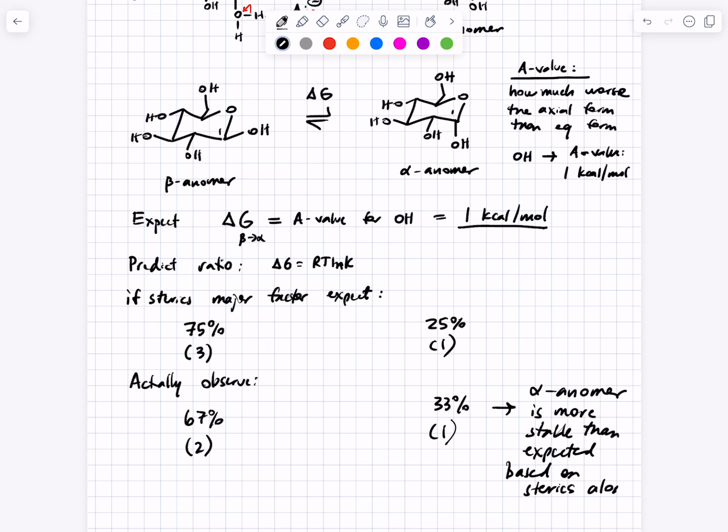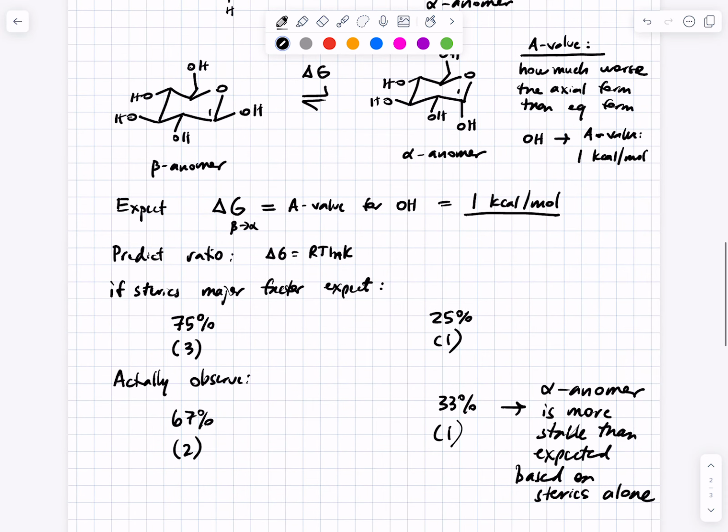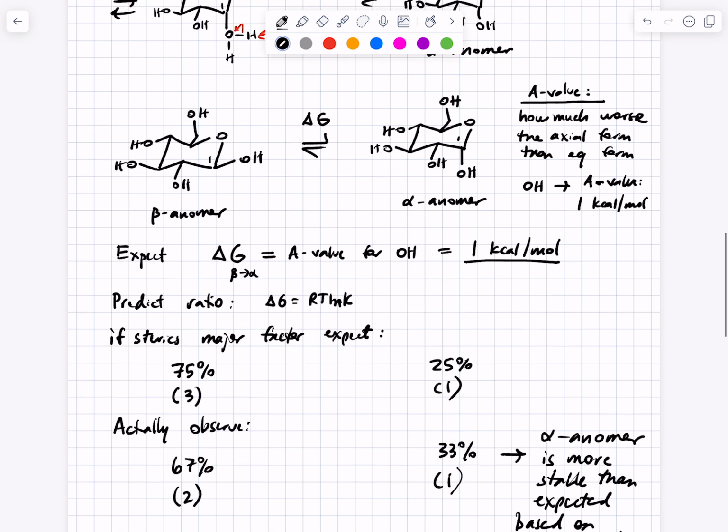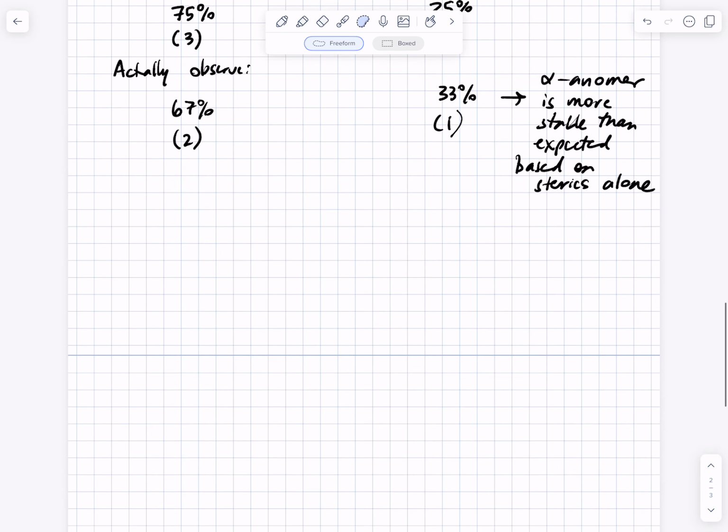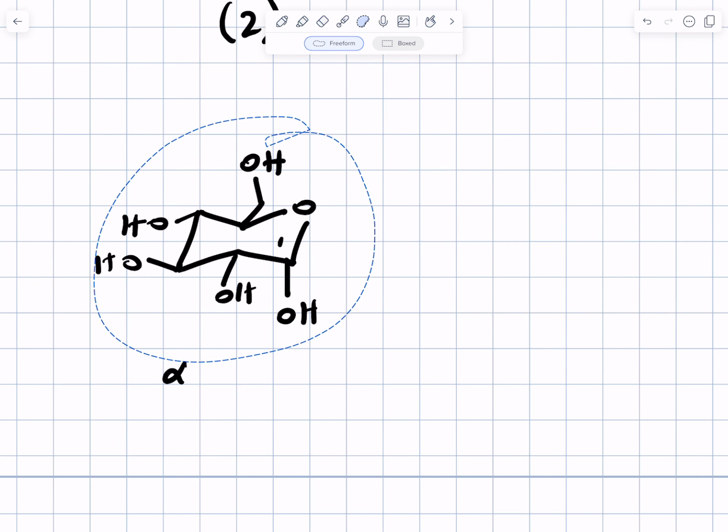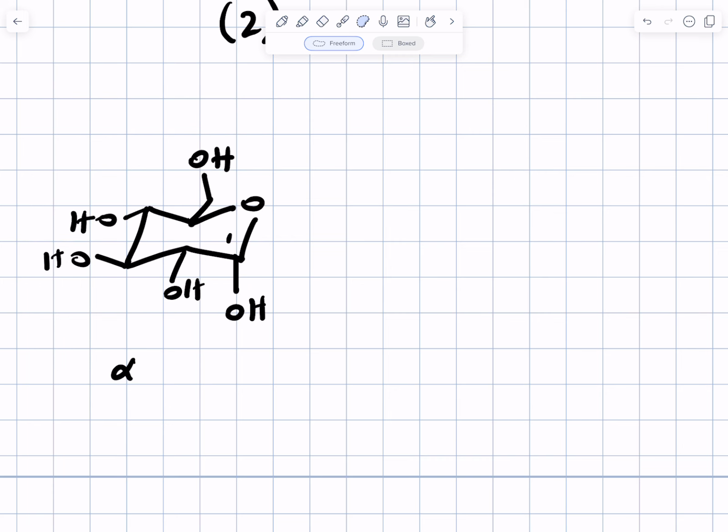And in organic chemistry, we often say if it can't be explained by steric factors, likely it has to do with electronic factors. By electronic factors, I mean considering electron density, electron delocalization. We'll say if it's not sterics, it's got to be electronics. So let's examine why the alpha anomer might be more stable than expected based on sterics alone. And to do this, we're going to zoom in on that alpha anomer and consider what's going on, particularly with electron density at C1.